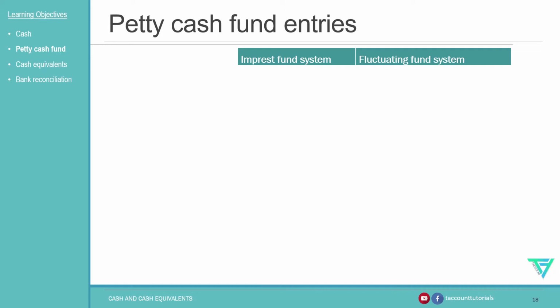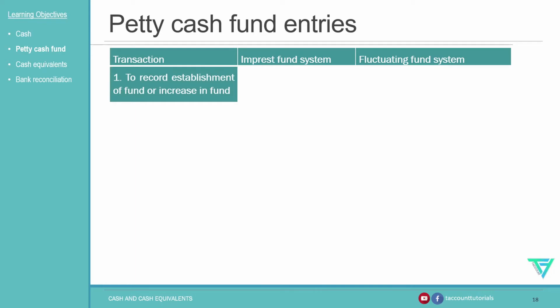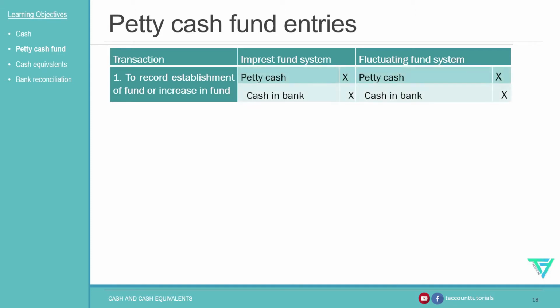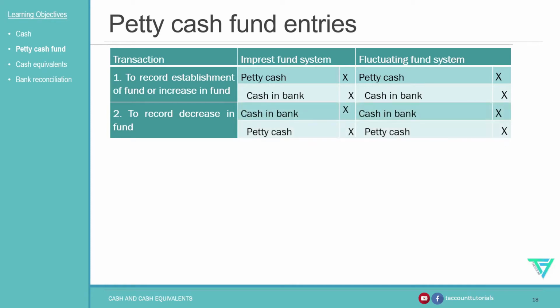So let's provide the entries under each system. The first transaction is to record establishment of fund or increase in fund. For imprest fund system and fluctuating fund system, debit petty cash and credit cash in bank. Next is to record decrease in fund. For both systems, the entry is debit cash in bank and credit petty cash.